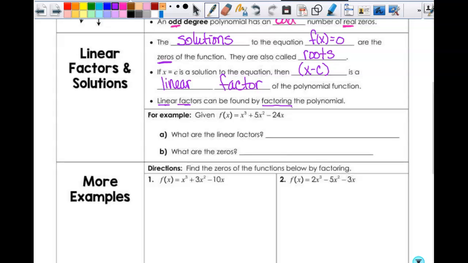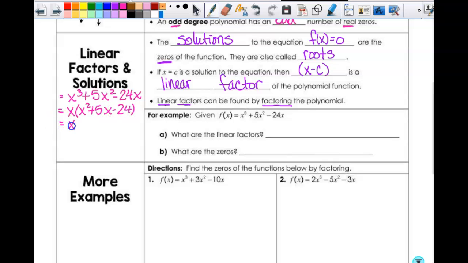All right, so let's take this example here. So we're given this, I'm going to rewrite it over here. This is x cubed plus 5x squared minus 24x. Okay, so when we go to factor something, what should we always look for first? Greatest common factor. Okay, good. And what is that here? X. So I get x, and then that leaves me with x squared plus 5x minus 24.